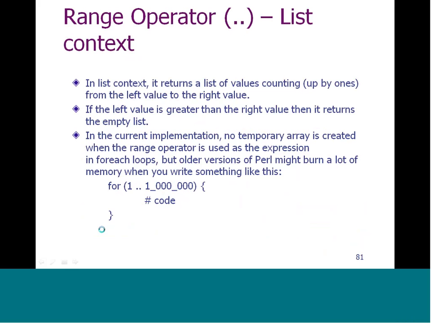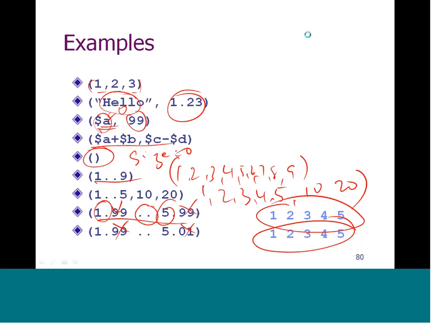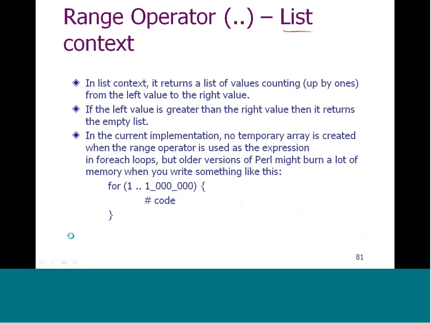So let's look at the two contexts that I mentioned for the range operator. The first one is the list context, which is pretty much what is defined in here. All these four examples define the list context of the array. In the list context, it returns the list of values counting up by ones from the left value to the right value. So if the left value is greater than the right value, then it returns an empty list. That is another key thing to note.